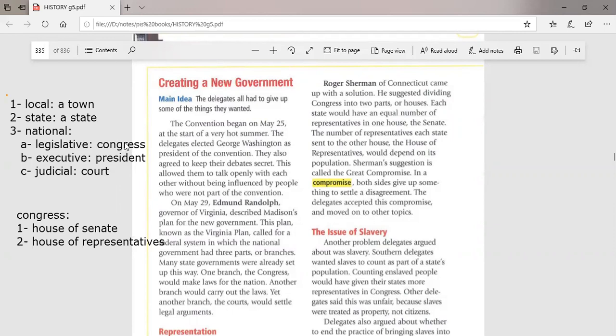What is the job of the Congress? Is making laws. What is the job of the president? Is to carry out laws. What is the job of the court? Is to make sure that laws are fair or not.